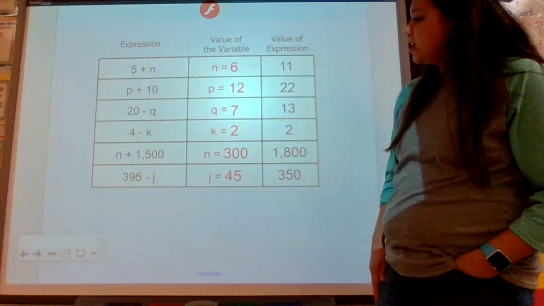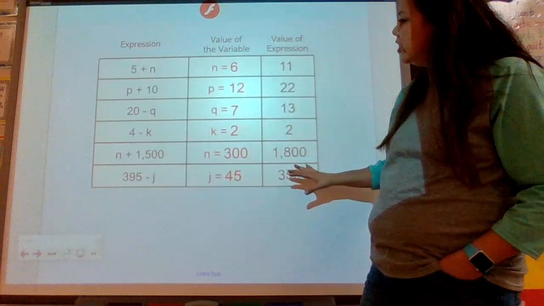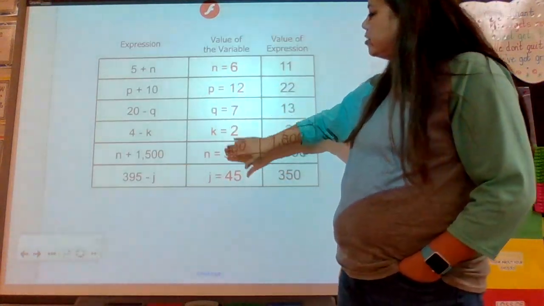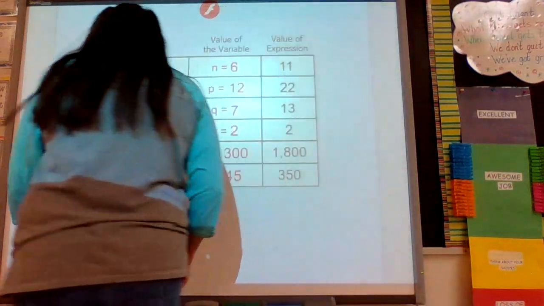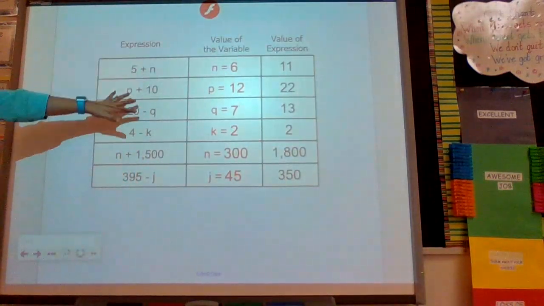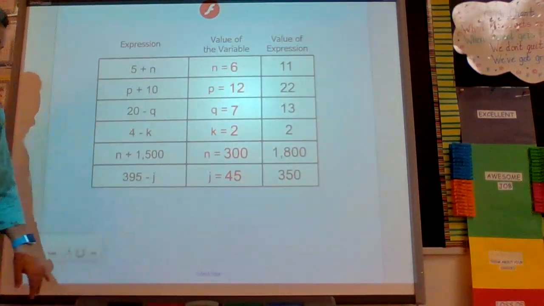I hope that you checked yours and understood those. Remember, all you're doing is replacing these numbers in where these letters go. And this is an expression. Notice there are no equal signs.